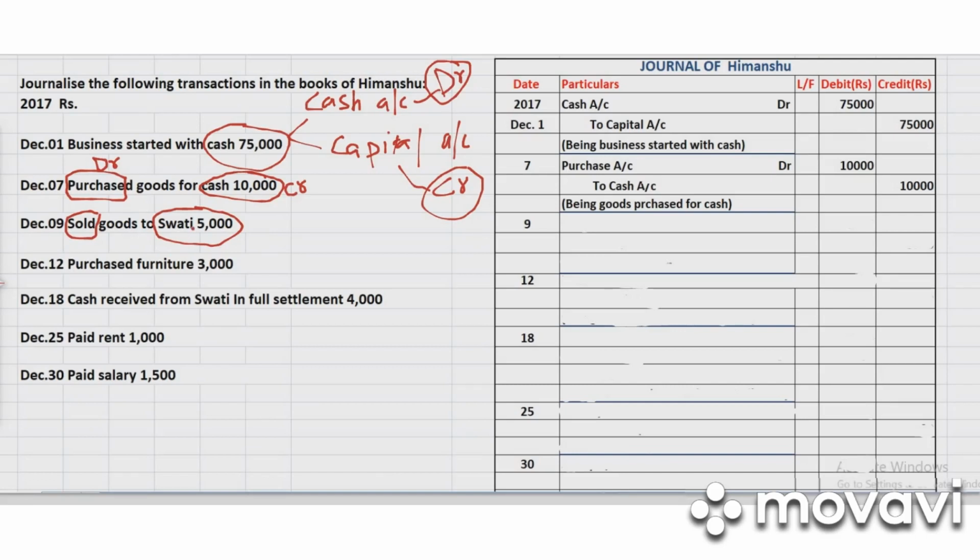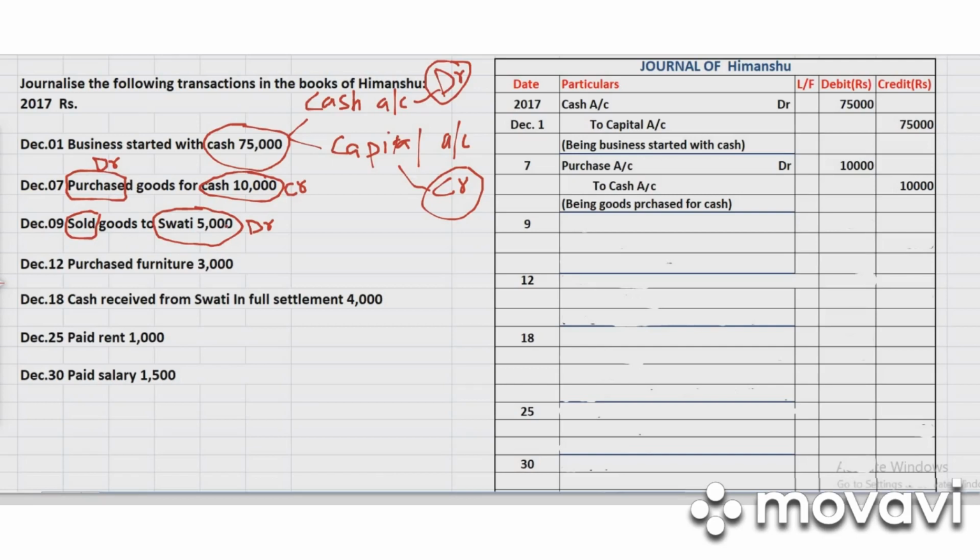So there are two parties, one is receiver, another one is the giver, right? So Swati is the receiver here, and so what do you do? You simply debit the receiver. Okay, so if the real account rule is not applicable, you find out the personal account rule and follow that rule. So debit to the receiver, Swati is the receiver. So Swati is debited.